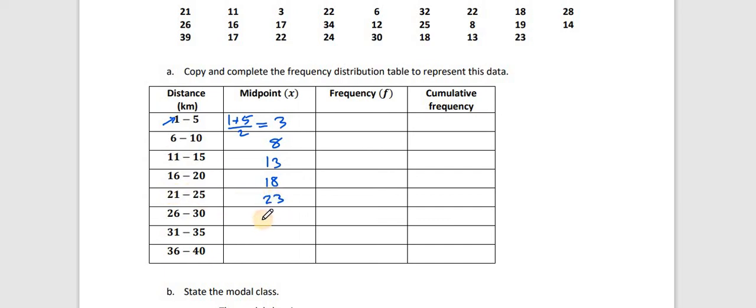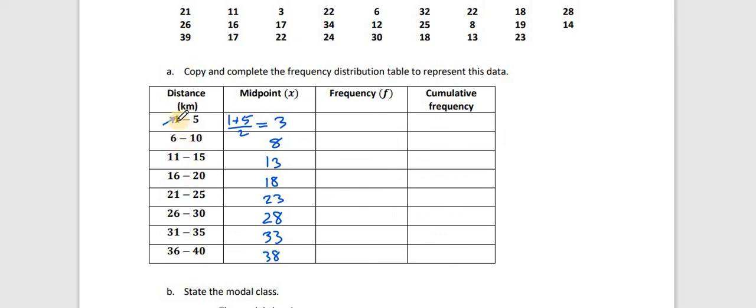24. What is this one? 28. This one? 32. This one? 38. Right. So yes, you can add the lower limit plus the upper limit and divide by 2. But just remember that it's the center you're looking for, the value that's directly between the lower limit and the upper limit.